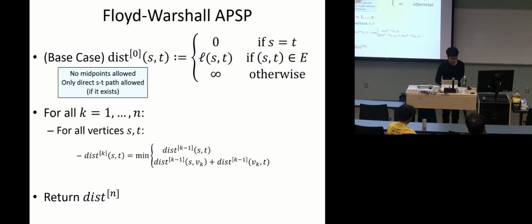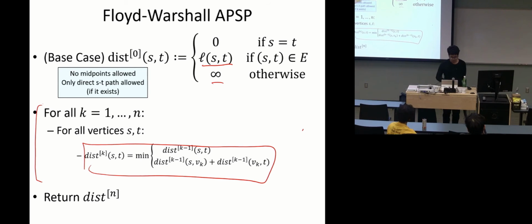Like what you do is just start from 0. This is a place where you don't allow any midpoint, any inner vertex, so the only option is to use an edge, or it's infinite. And in the general case, we just do what we did before, just put the recursive equation here. Everything here just takes O(1) time, and the loop is in total n cubed. So that's why the running time is n cubed.